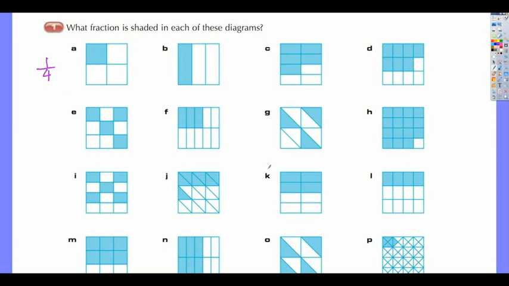These ones are relatively simple. So if I just have a look at K, I've got 1, 2, 3, 4, 5, 6, 7, 8. So I've split it up into 8 parts and 4 of them have been shaded. This is the same as saying 1/2, because if I just split it here, this rectangle is the same as this bottom one, and I've got 1/2 shaded in.